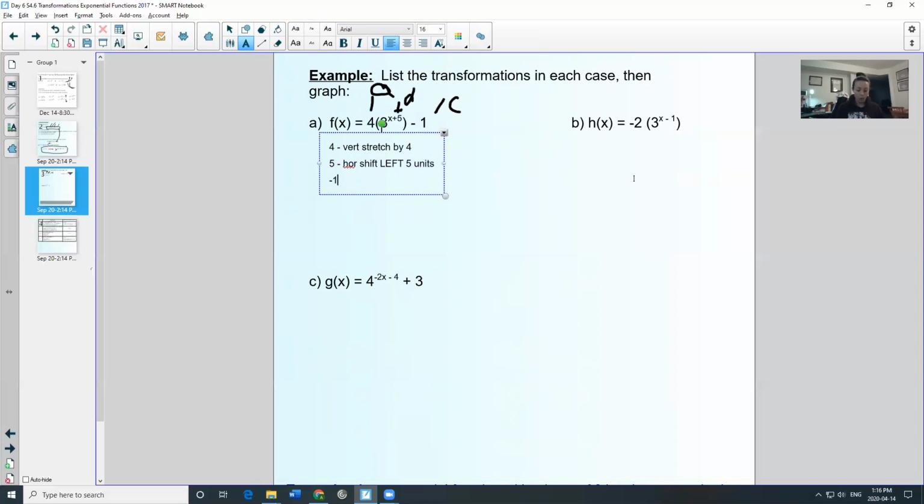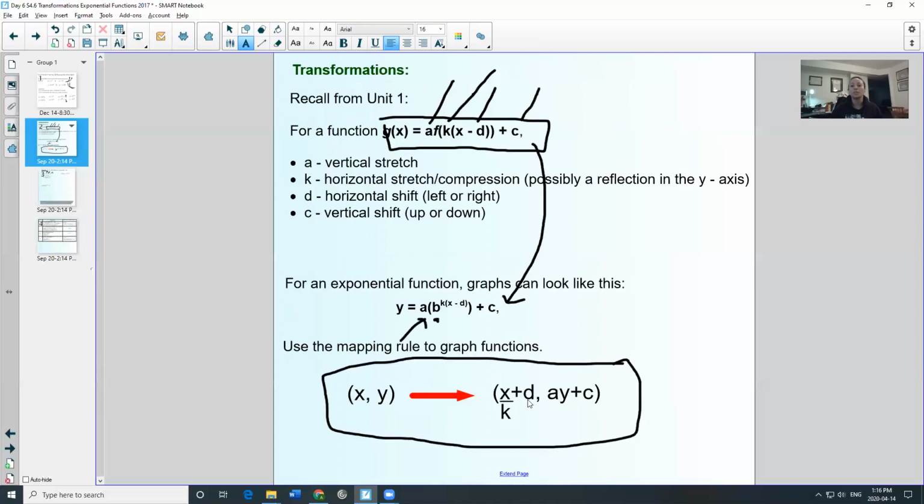And the -1, now remember the 5, because it's in the brackets, technically it is a -5, even though it says plus 5. And then the -1 means that this is going to be a shift down 1 unit. Okay, so those are all the transformations that would happen to this. If you used the A, the D, and the C, you could plug them into your mapping function, and you could come up with your new equation. Please go back to Unit 1 if you need to review that.